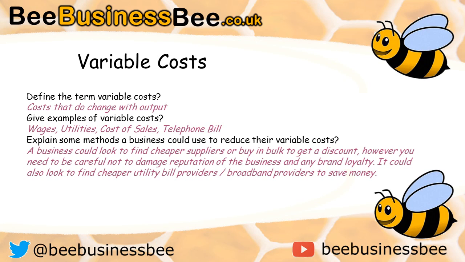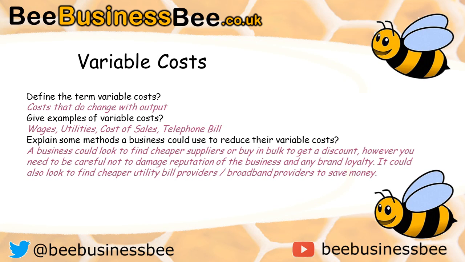Examples of variable costs include wages, your utilities, so your gas, your electric, or your water if you're on a water meter, the cost of sales, so the cost to make your product or your service, your telephone bill. Now that's because if you use them more, you're going to pay more. So think about the cost of sales. If you sell more items, you need to produce more items, and that's going to cost you more money. Just the same with the utilities. If you open your shop more hours, you're going to need to use more gas and electricity. Wages, because if you need to employ your staff to work for you longer, that means paying them more by the hour, so they're going to earn more money. So that's a variable cost.